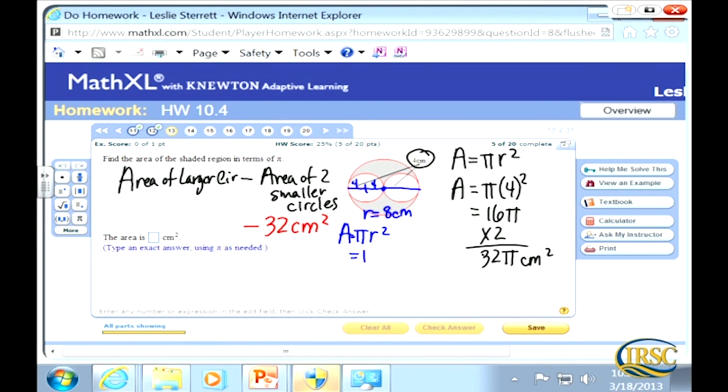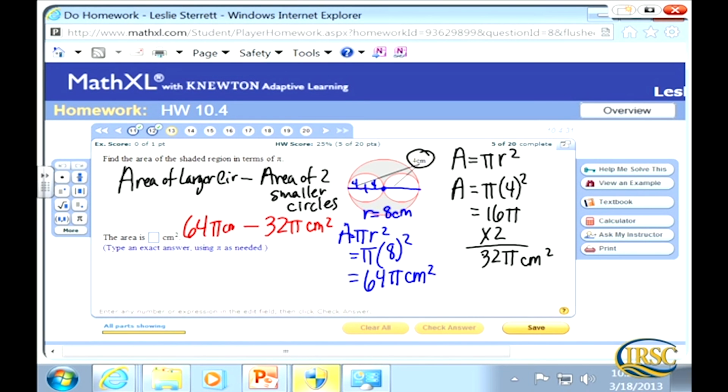So substituting that in, we have 8 squared, which is going to give us 64 pi centimeters squared. Okay, so that larger circle is, oh, I just realized I missed something on this red, what I wrote here. What did I forget? On the 32 centimeters squared, the pi.